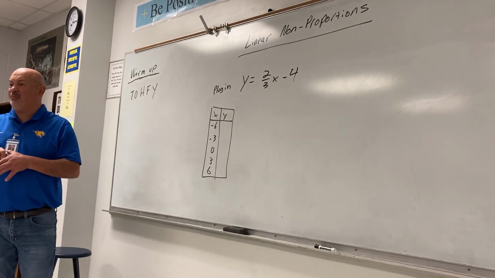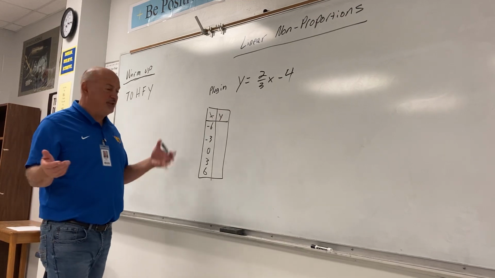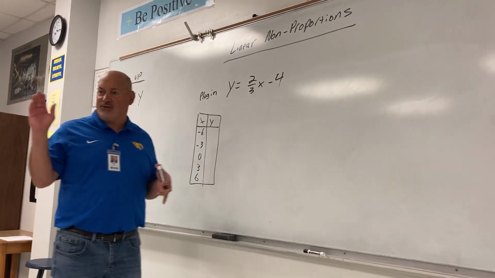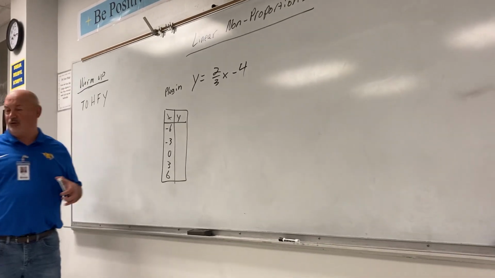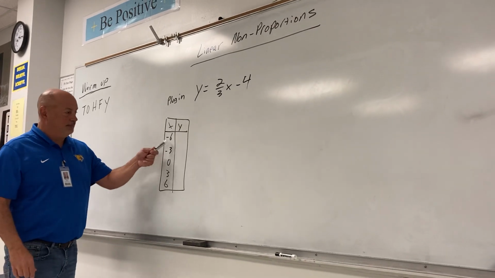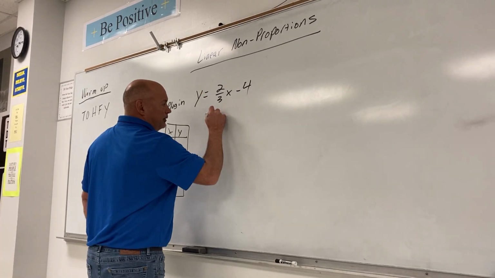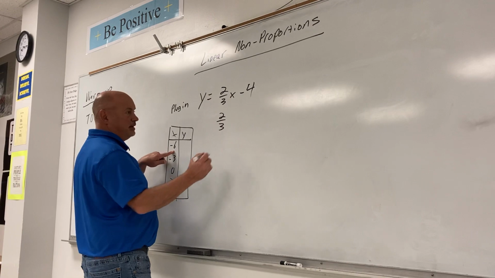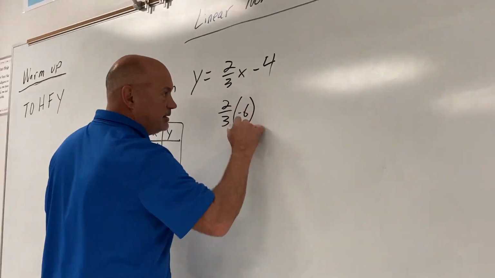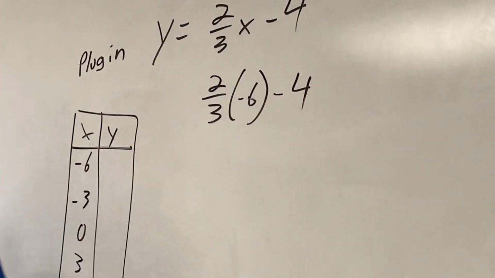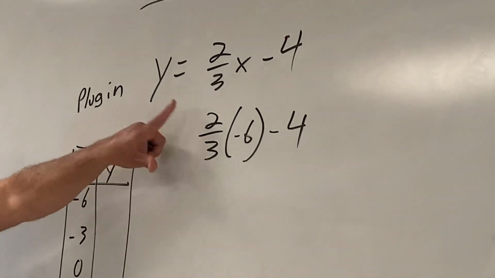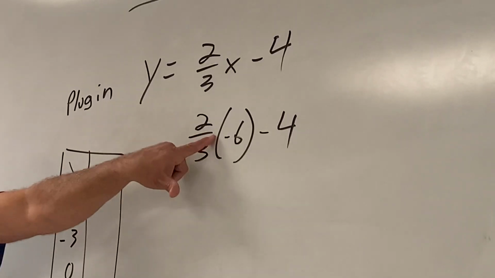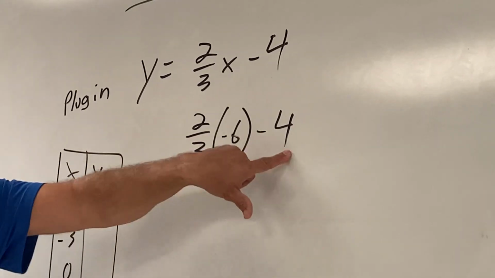So sometimes they put the numbers in the table. If there's no numbers in the table, you need to put in those negative 2, negative 1, 0, 1, 2. All right, let's plug it in. 2/3 times negative 6. Here is where your calculator is going to be handy. Type it in. 2/3, parentheses, negative 6, minus 4.